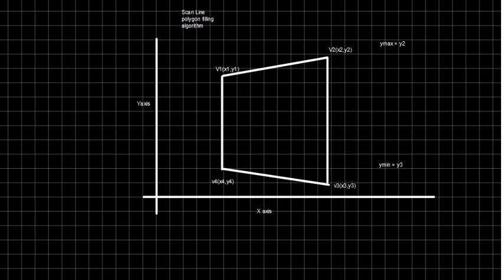So now in the scanline polygon filling algorithm, what is a scanline? In between y max and y min, you have to find out an x-axis parallel line. So what is the definition of an x-axis parallel line? An x-axis parallel line can be defined as y equals some yi.